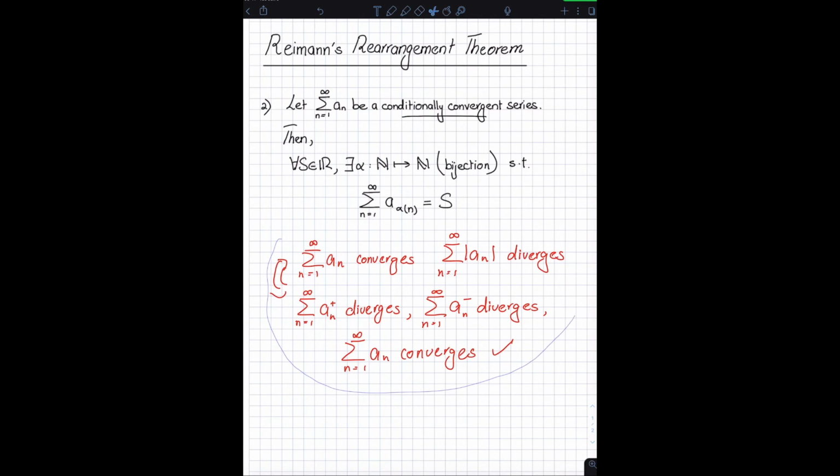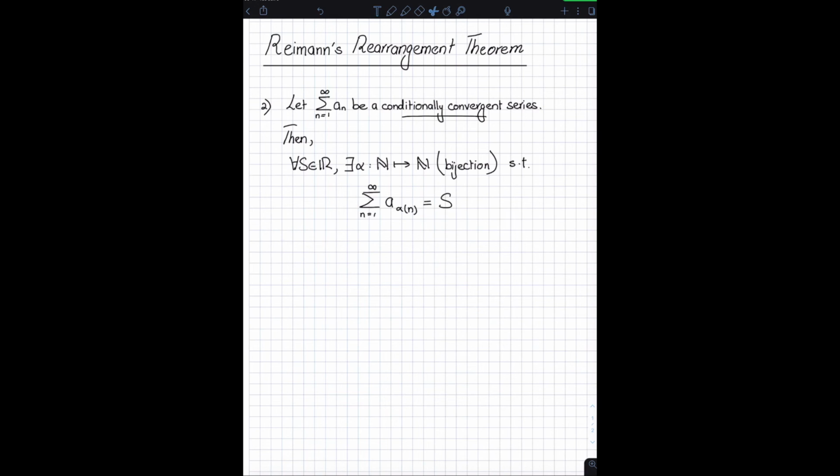Okay, let's move on. We have defined this to be just any conditionally convergent series, and then the theorem states that for any real number, there exists a permutation. Once again, if you don't know what this notation means, I would ask you to go back to the previous video. It just means a different way of ordering the same numbers. So for every real number s, there exists a permutation alpha of the set of natural numbers, such that the summation from n equals 1 to infinity of a of alpha n is equal to s.